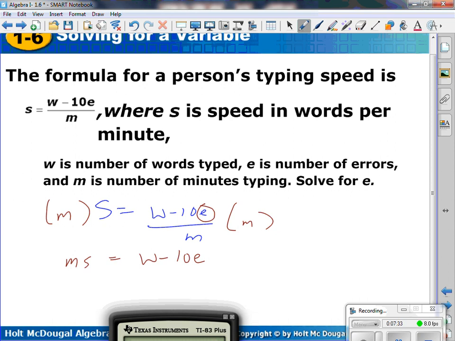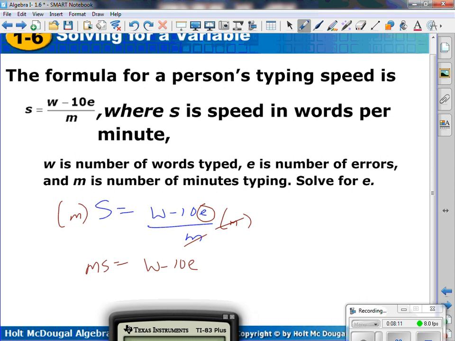Anyone lost in what I did there? I'll go through it again. I have s equals w minus 10e divided by m. The last thing I said was divided by m. That's my issue. How do I get rid of a divide by m? To get rid of a divide by, I multiply by m. So I have ms equals, these cancel out, w minus 10e.